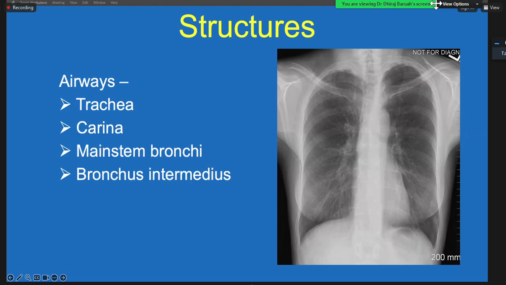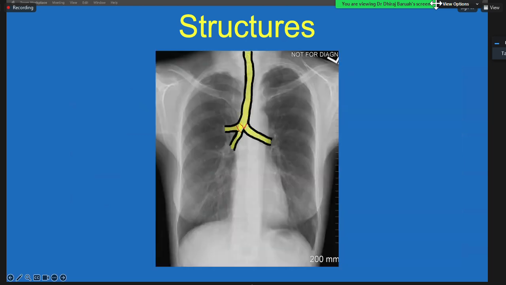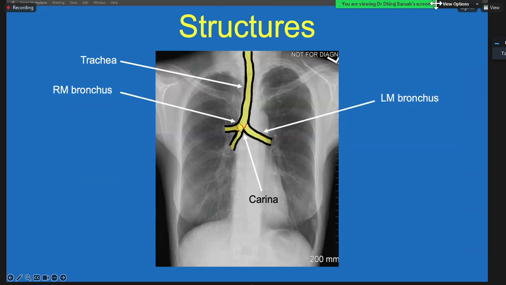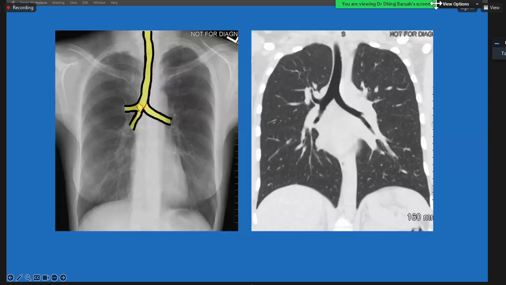So coming to airways, it's pretty basic as I said before. We have the trachea, the carina, the mainstem bronchi, and the bronchus intermedius that we often see. So this is the trachea, and you have the carina where the trachea bifurcates. We have the left and right main bronchus, and after the upper lobe bronchus on the right, you call it the bronchus intermedius, which gives rise to the middle and lower lobe bronchi. If you look at the coronal, this is what correlates.